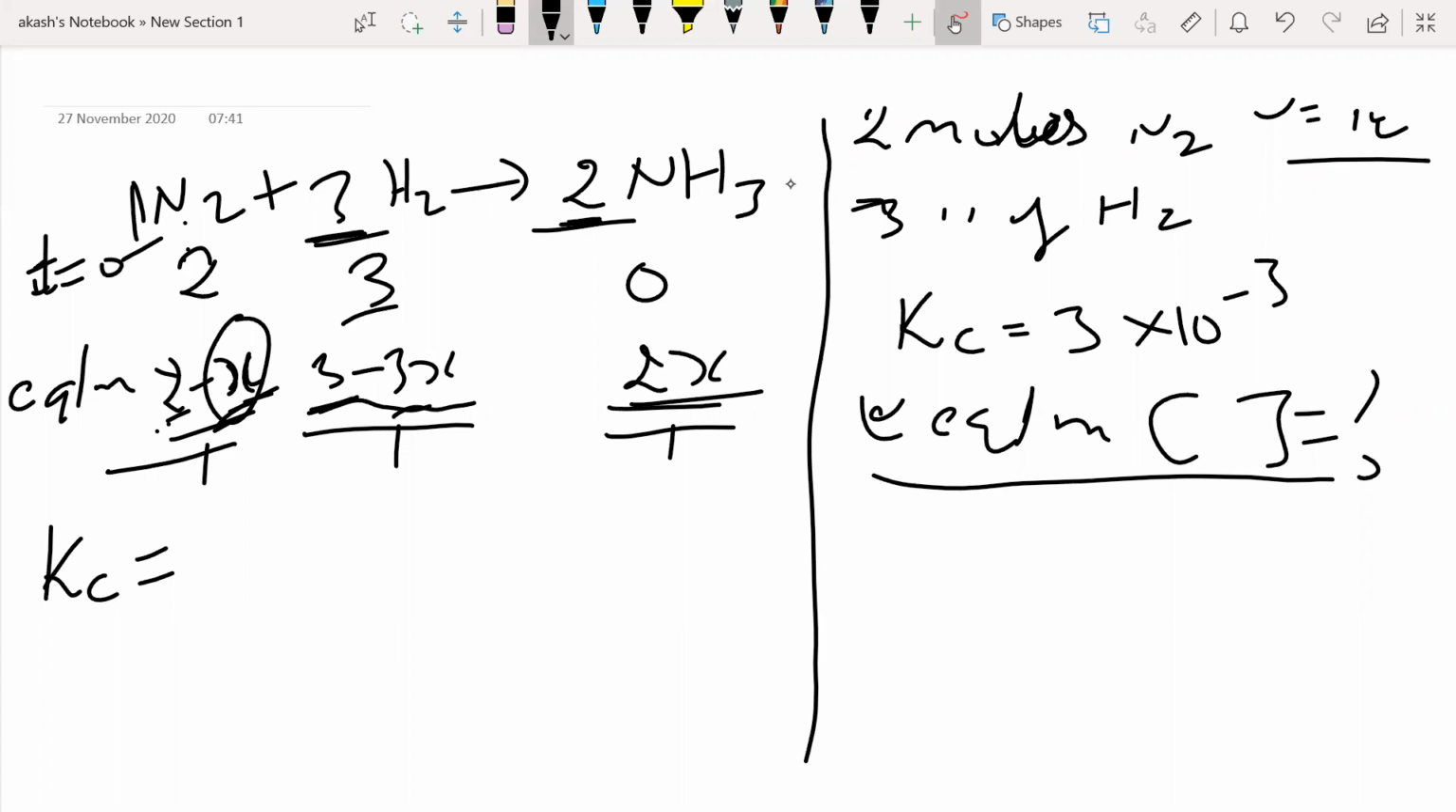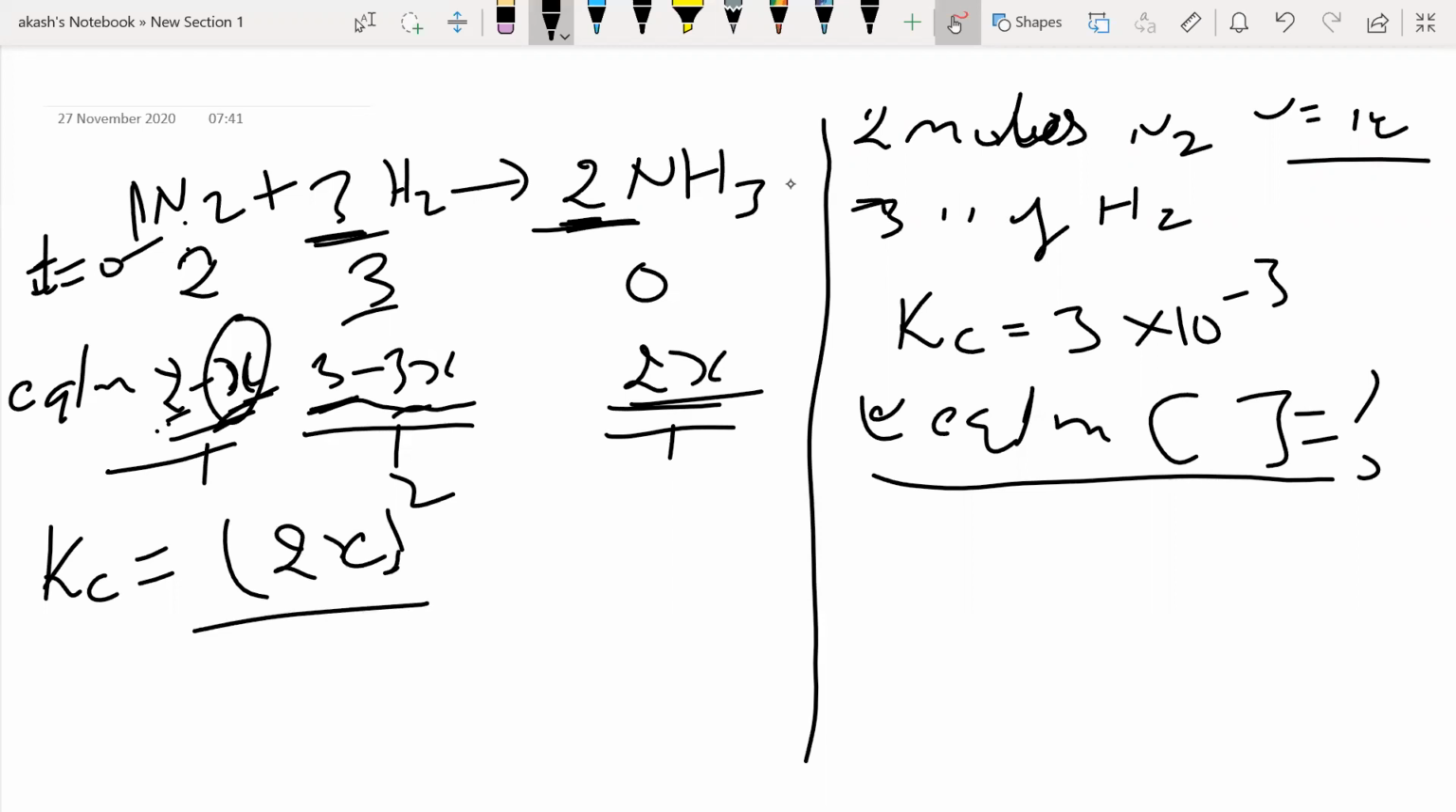So if I write the concentration of ammonia, is that it? Should anything else come? Raised to the power 2. Correct, right? So this should be the concentration of ammonia squared, obviously, because I have a stoichiometric coefficient of 2. Now tell me what should come in the numerator. 2x raised to the power 2. Exactly, right?